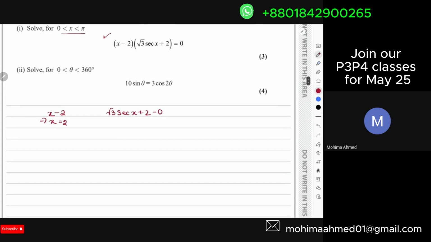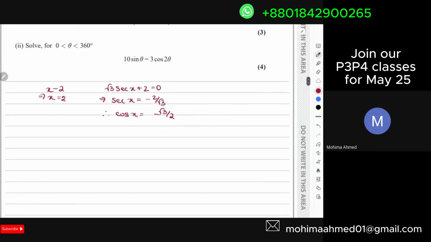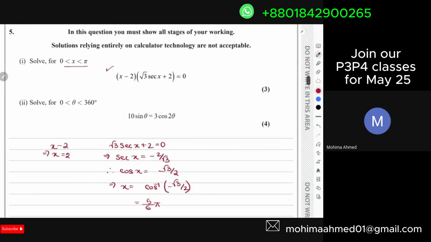Now sec is 1 by cos, right? So from this part, sec x gets to be minus 2 by root 3, so in that case cos x is going to be minus root 3 by 2, right? The entire fraction will get inverted. And after this, x will be cos inverse of minus root 3 by 2. And again, you have to obviously shift your calculator first to radian mode and then calculate it. Cos inverse of minus root 3 by 2 turns out to be 5 by 6 pi. So this is your 5 by 6 pi. I can understand that obviously this is smaller than pi.